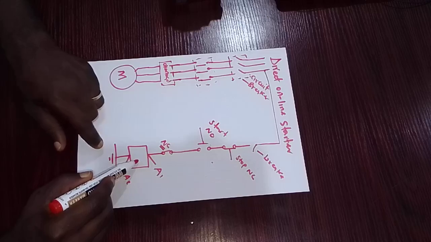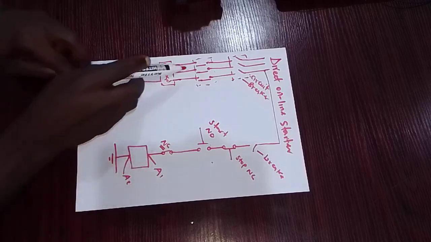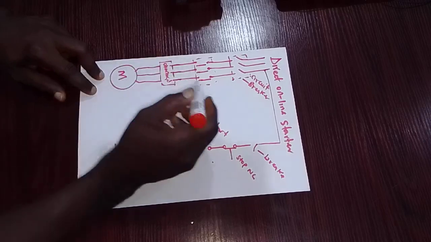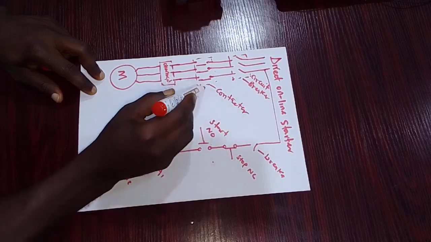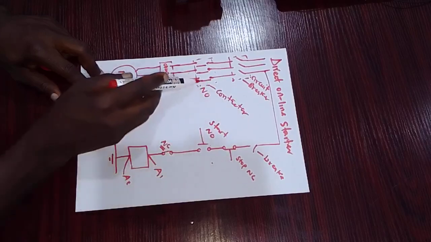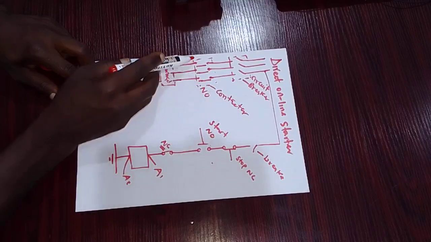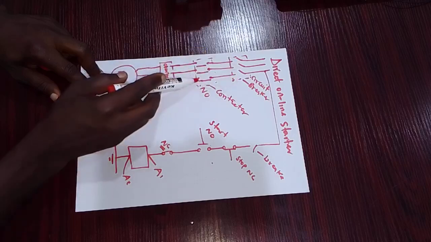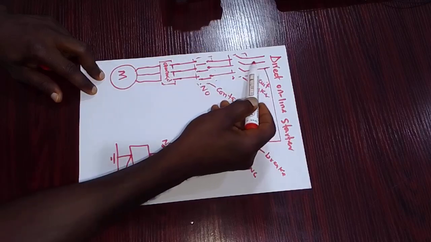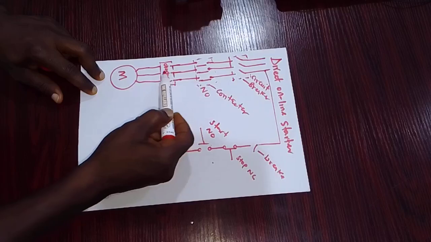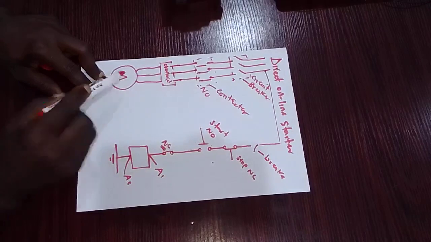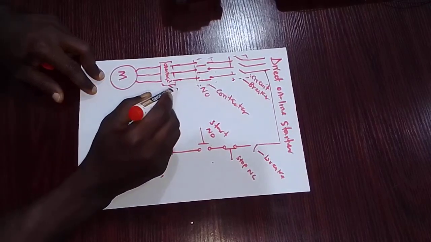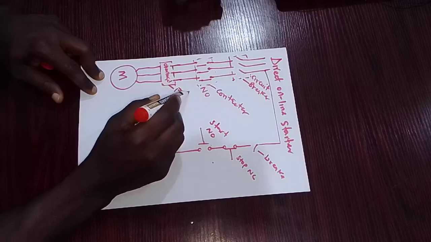When the coil of the contactor is energized, the normally open contact of the contactor closes. And when this breaker is also closed, by the time the normally open contact of the contactor closes, there's a pathway for current to flow through the overload to power the electric motor. This overload too is a protective device.